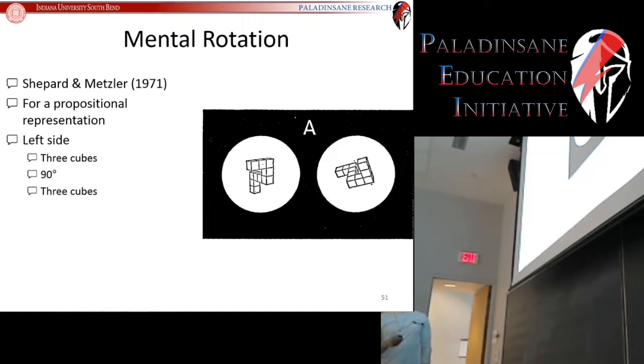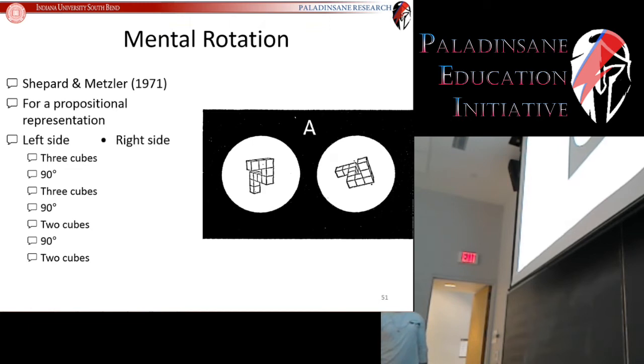And then you have, I started at the back here. You got 3 cubes, 1, 2, 3. Then you got a 90-degree turn. Then you have another 3 cubes, 1, 2, 3. Then you have another 90-degree turn. Then you have 2 cubes, 1, 2. Then you have another 90-degree turn. And then you have a final 2 cubes, 1, 2, and that's your object. That's the one on the left side.